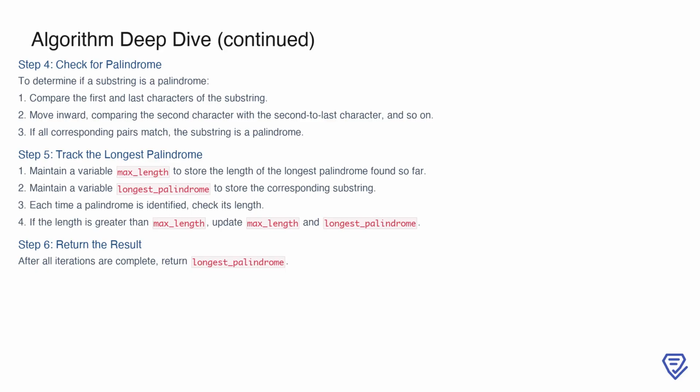While doing this, we also need to keep track of the longest palindrome encountered so far. For this, we use a variable max_length to store the length of the longest palindrome, and another variable, longest_palindrome, to store the actual substring. Each time we identify a palindrome, we calculate its length and compare it to max_length. If the new palindrome is longer, we update both max_length and longest_palindrome accordingly. After we have checked all substrings, the value stored in longest_palindrome will be the result, which we return as the solution.